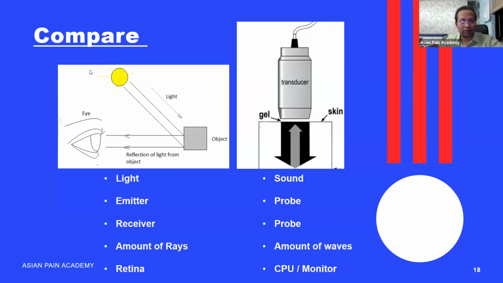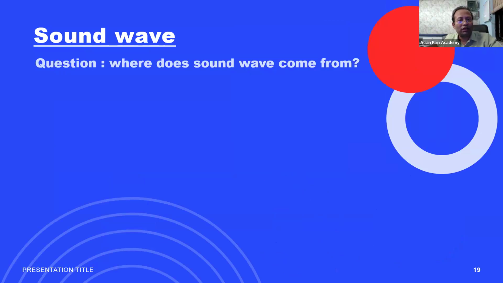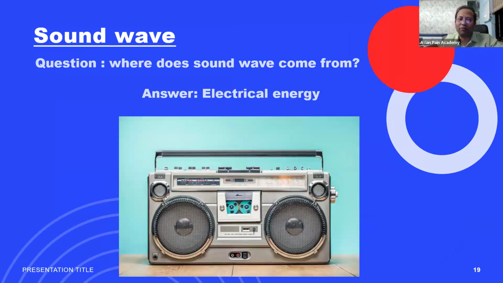Understood? So compare with this and understand that this is the sound wave, the probe is the emitter and receiver, and the picture depends on the amount of waves. More wave means more returning waves, means more white, more hyperechoic. CPU and monitor are like our brain, which is processing. Okay. So the question comes: where does sound wave come from?